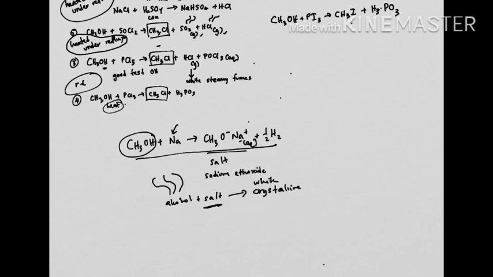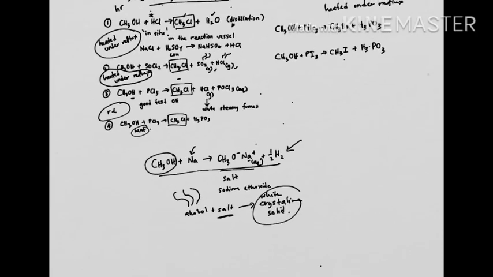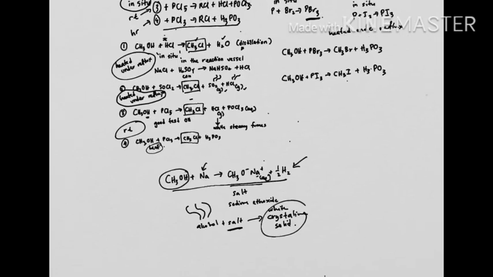So this is one of the points you want to take note of, one of the observations: the sodium ethoxide salt is going to form a white crystalline solid if you let it settle at room temperature or heat it a little bit. Another observation: the hydrogen that you get, if you test with a lighted wooden splint, you are going to get a pop sound.